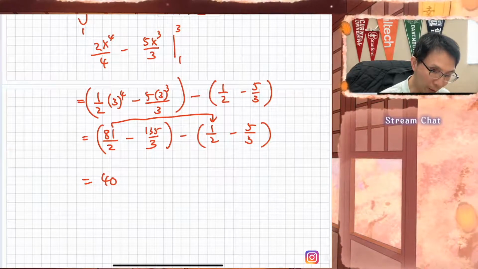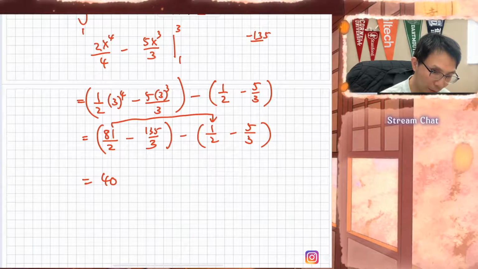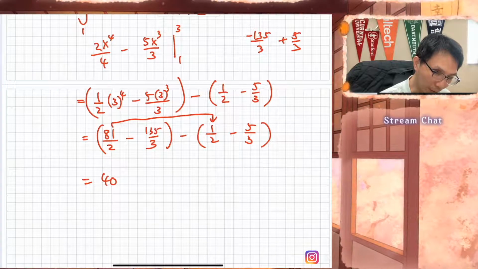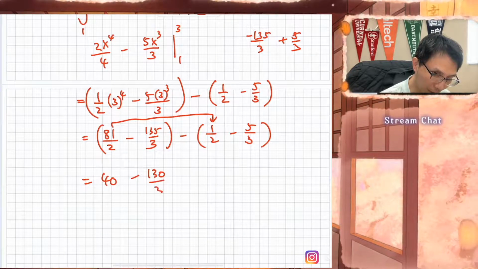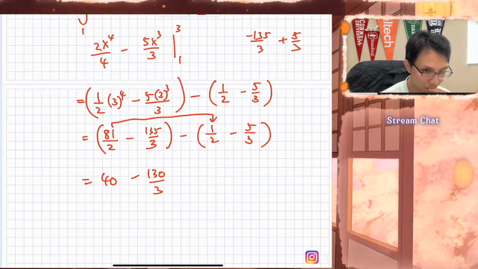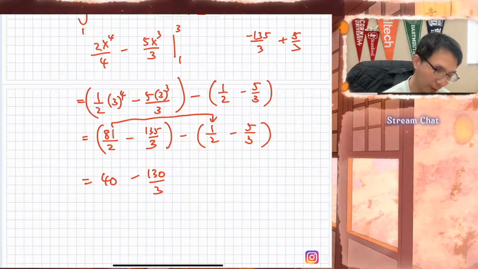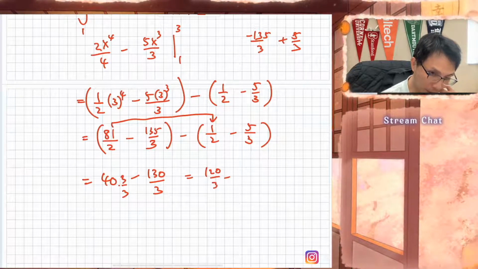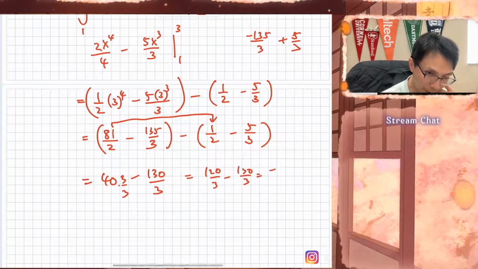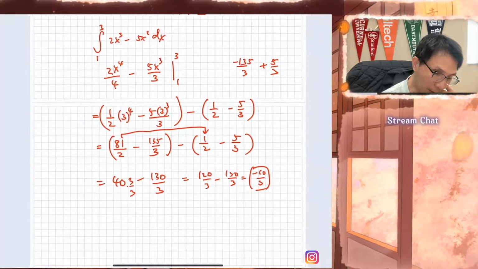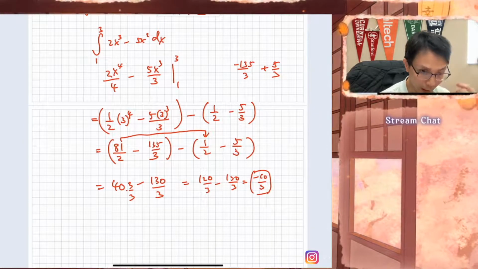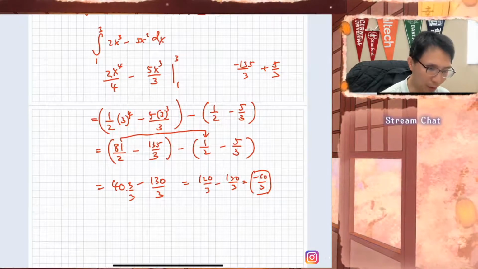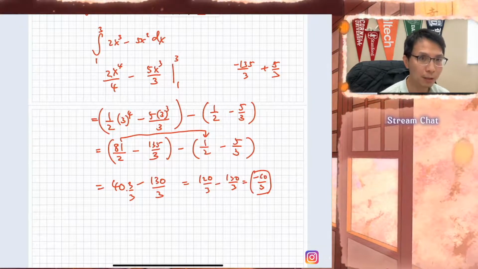And I just work out the second one, so it'll be negative 135 over 3 plus 5 over 3. So it'll be what? Minus 130 over 3. And then I'll multiply by 3 over 3, so that's equal to 120 over 3 minus 130 over 3. So that's equal to negative 10 over 3. And that's my evaluation. Why? Because I don't like to change the denominator back and forth. I just want to change once, which is the last step.